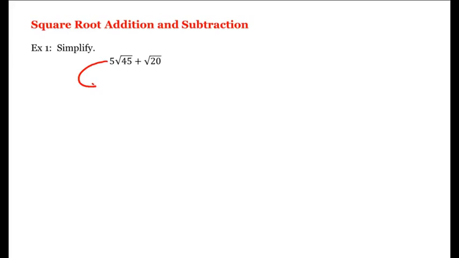In other words, this is equal to 5 times the square root of 9 times 5. 45 is equal to 9 times 5, and 9 is a perfect square. And then plus the square root of 4 times 5. 20 is equal to 4 times 5, and 4 is a perfect square.